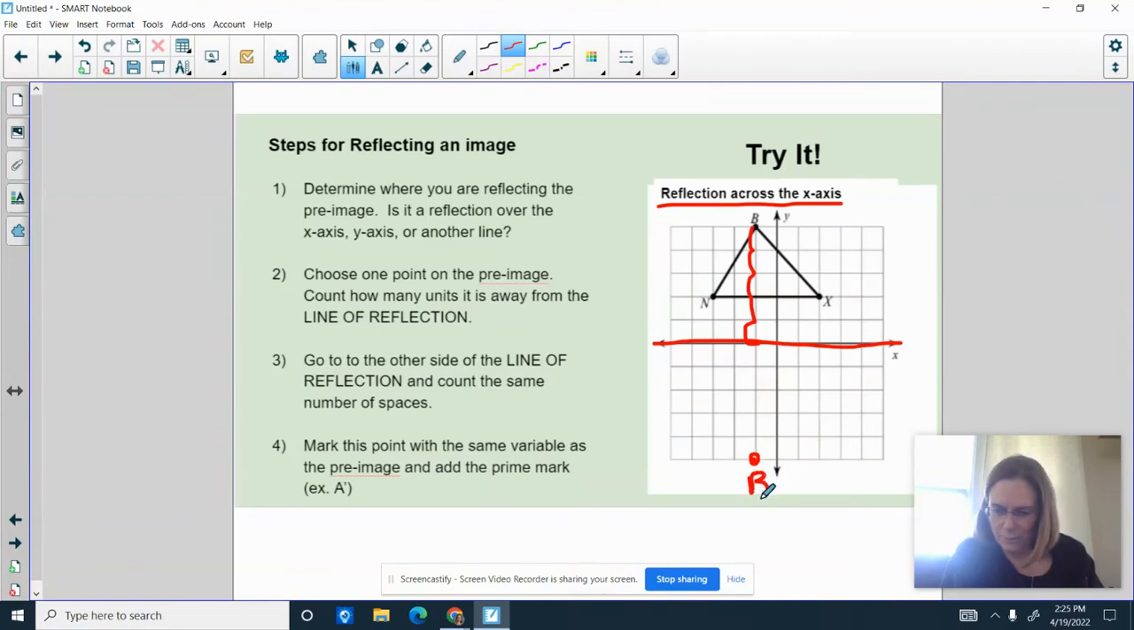I'm writing with a mouse, so it's hard to... Okay, B prime. All right, I do the same thing with X. It's 1, 2 above the x-axis. So point X is going to be 2 below. 1, 2. And I'm going to label it as I go. And the same thing with N. N is 2 above, so N prime is going to be 2 below.